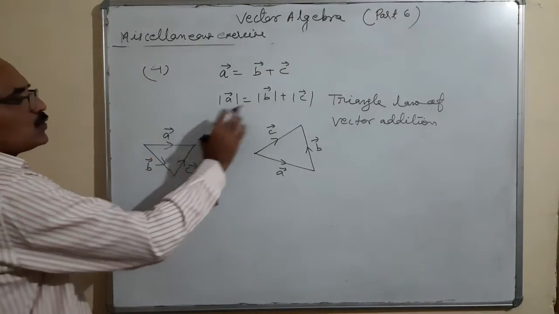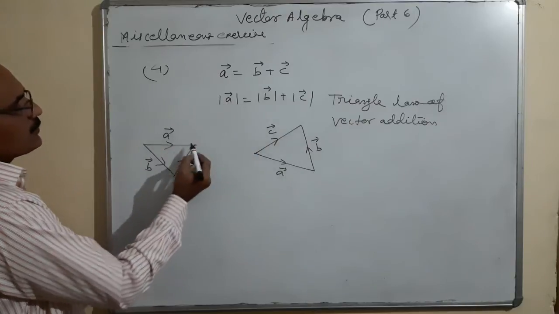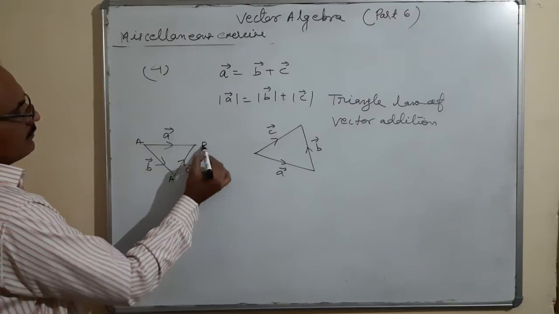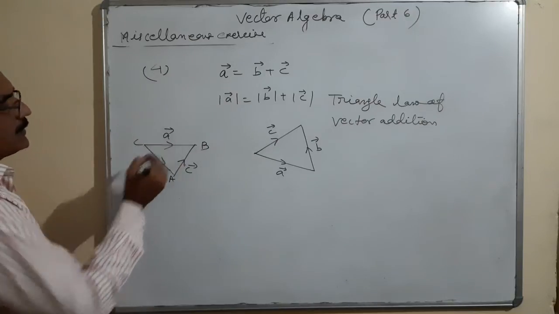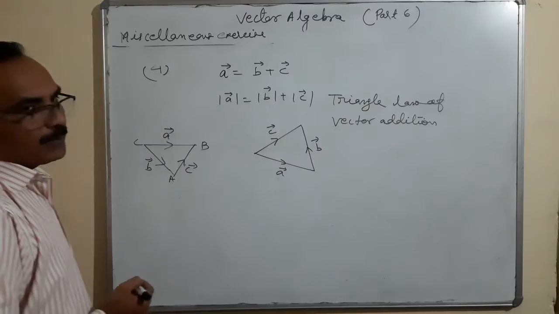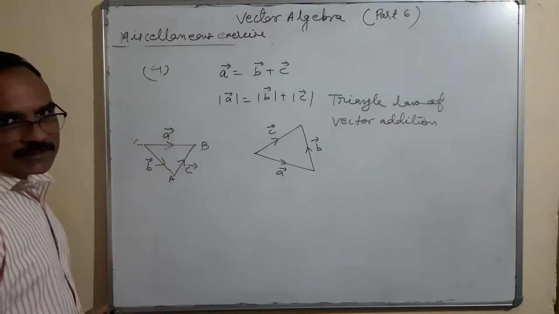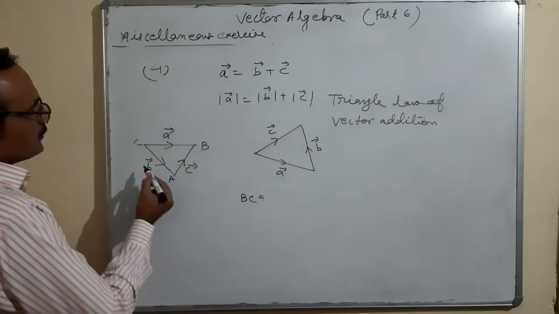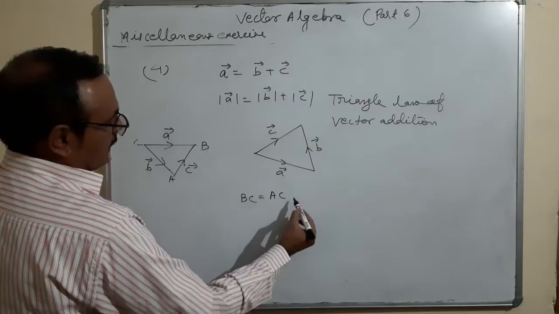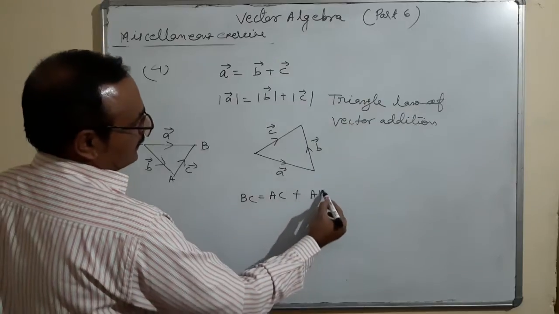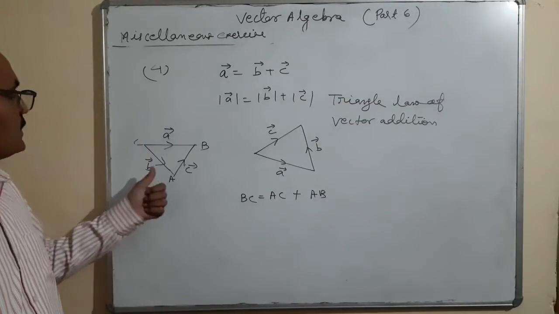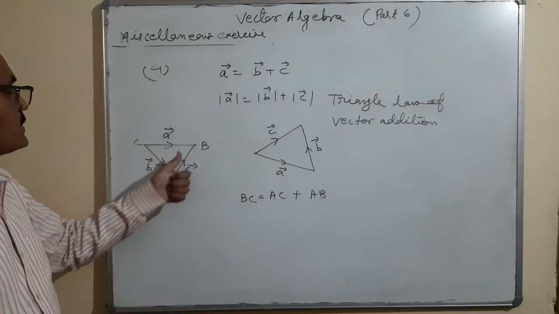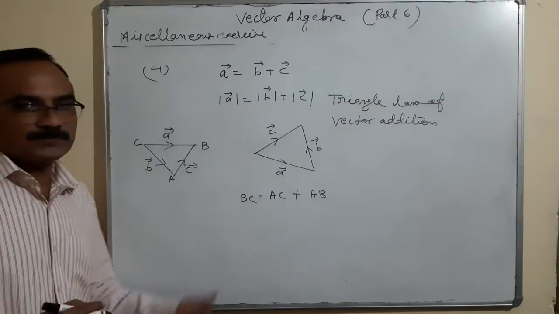Now let us see whether it is true or not. So I will find the magnitude of A. This is A, B, and it is C. Magnitude of A, what does it mean? This is BC in this triangle. So the magnitude of A, that means BC, is equal to the magnitude of B, that is AC, and the magnitude of C, it is AB. Is BC equal to AC plus AB?